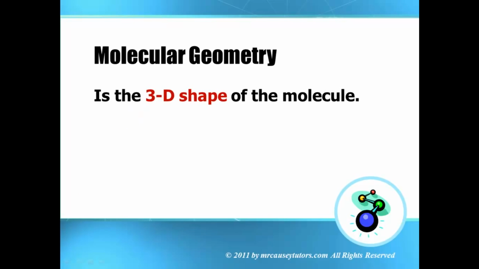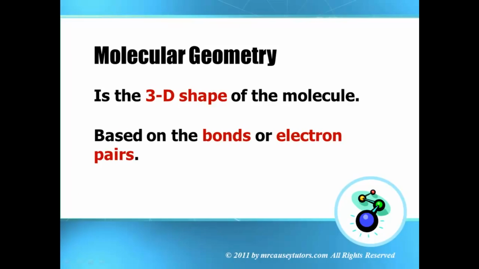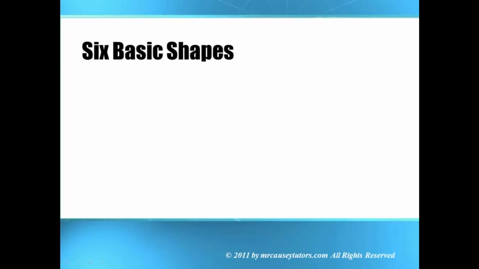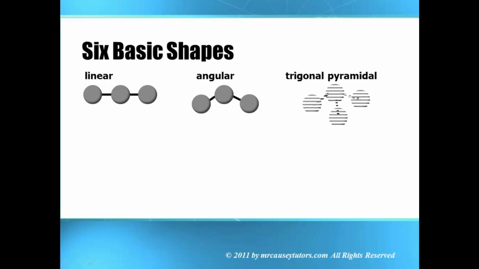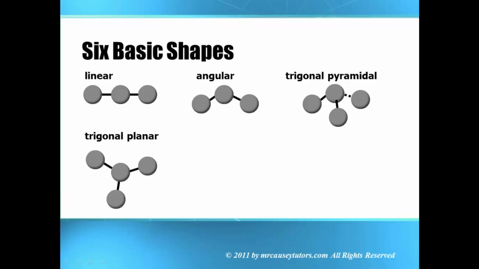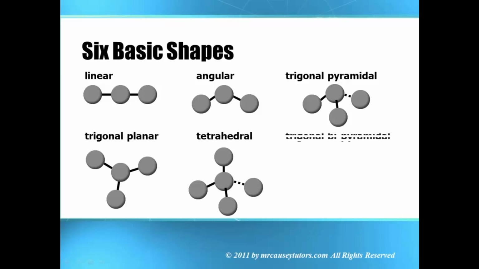Molecular geometry is the 3D shape of the molecule based on the bonds or electron pairs. 6 basic shapes. We have linear, angular, trigonal pyramidal caused by an unbonded pair of electrons, trigonal planar, tetrahedral, and trigonal bipyramidal.